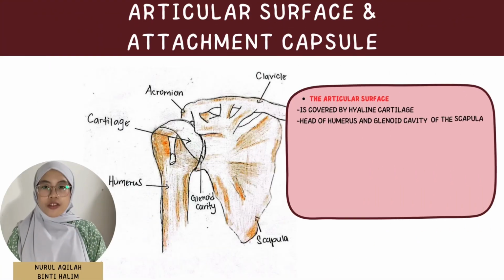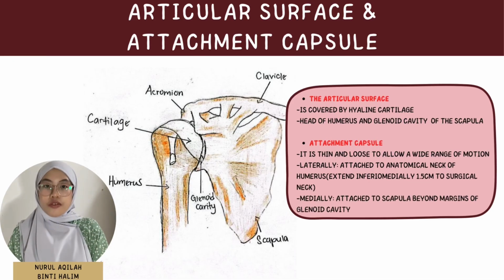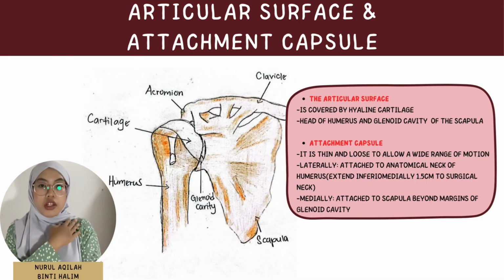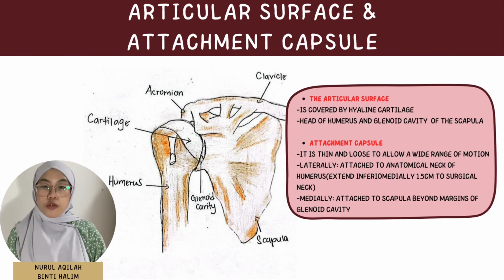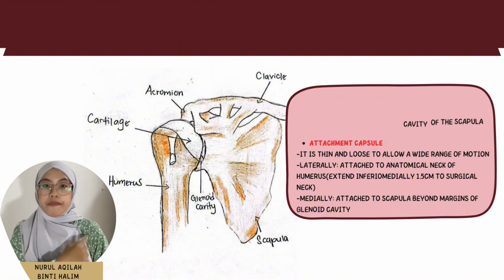Next, the articular surface of the shoulder joint is covered by hyaline cartilage, which reduces friction and absorbs shock. It includes the head of the humerus and the glenoid cavity of the scapula. The articular capsule is thin and loose, which allows for a wide range of motion. Laterally, it attaches to the anatomical neck of the humerus. Medially, it extends to the scapula beyond the margin of the glenoid cavity.